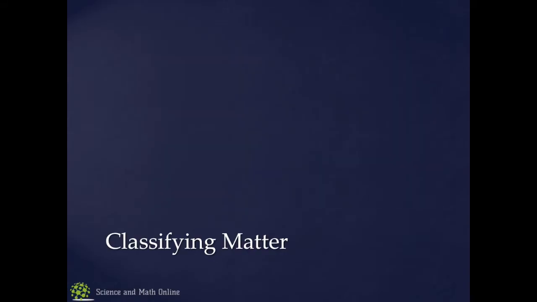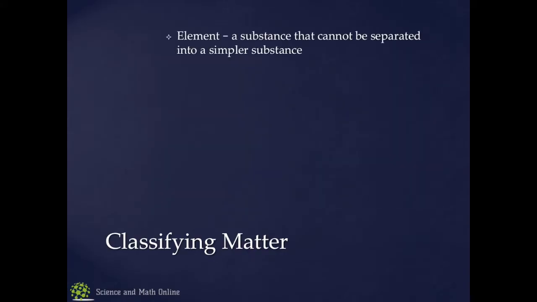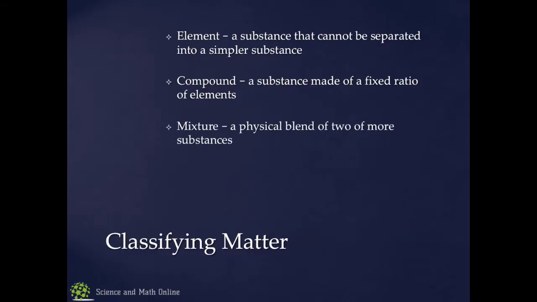For those of you who like straight up definitions, here are some for you. An element is a substance that cannot be separated into simpler substances. You can't take a carbon atom and make it any smaller and still have an element. Once you break a carbon atom up, you're into subatomic particles and it just gets different. A compound is a substance made of a fixed ratio of elements, and I would add to that, chemically connected or chemically bonded together. Because that's what separates a compound from a mixture.